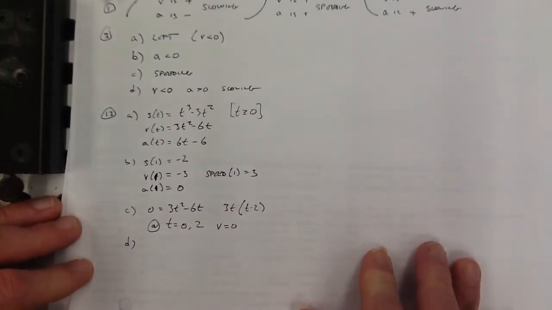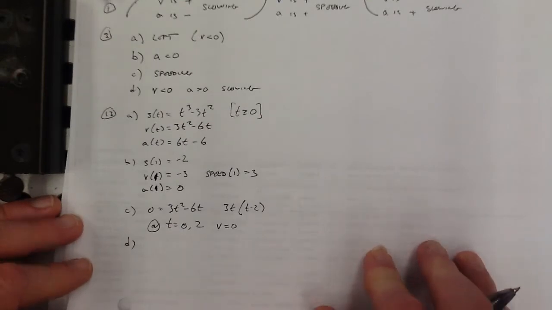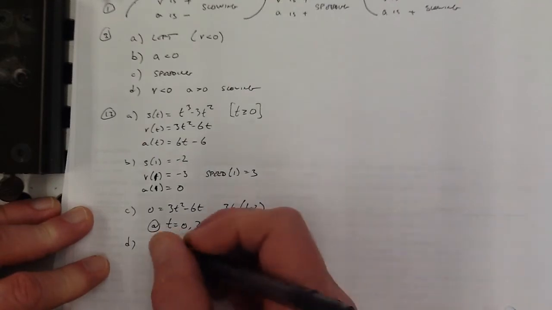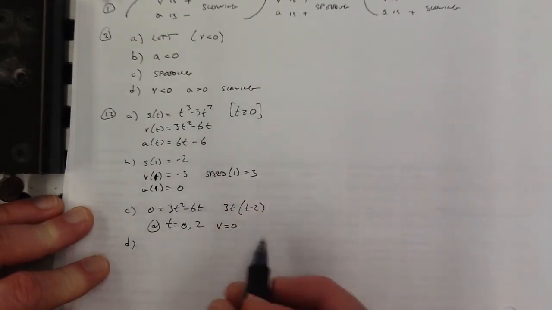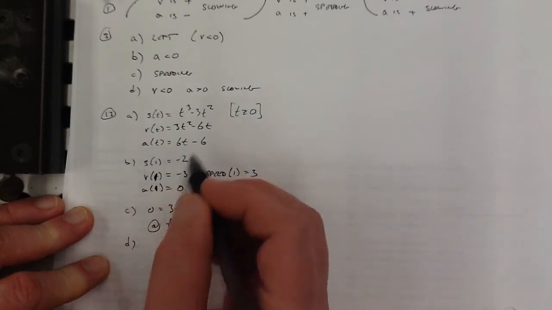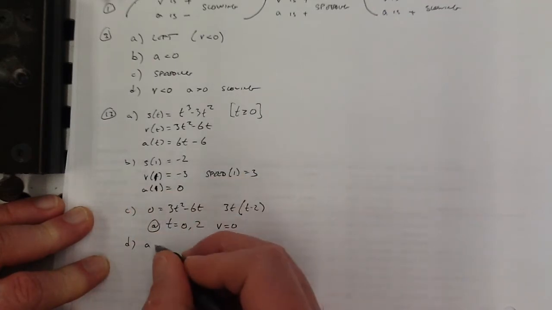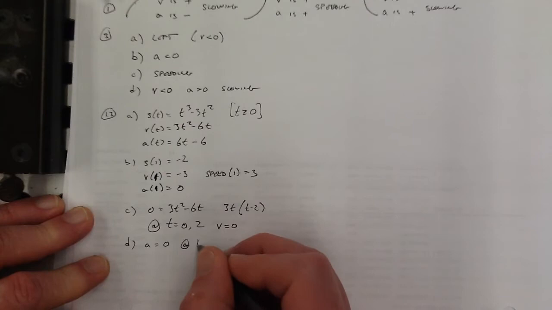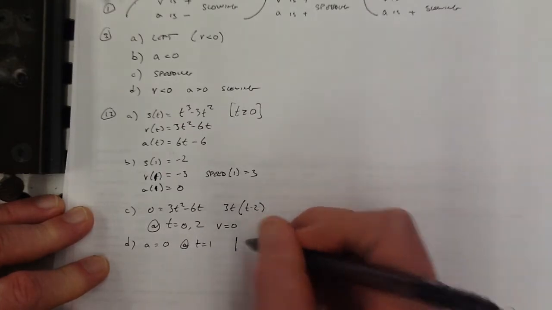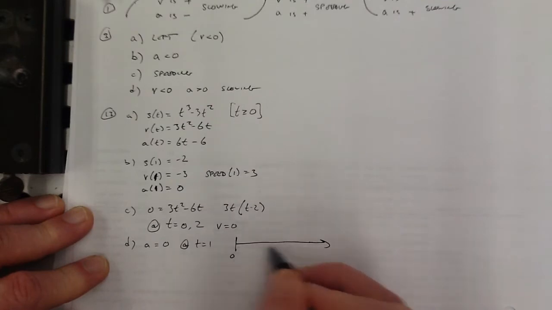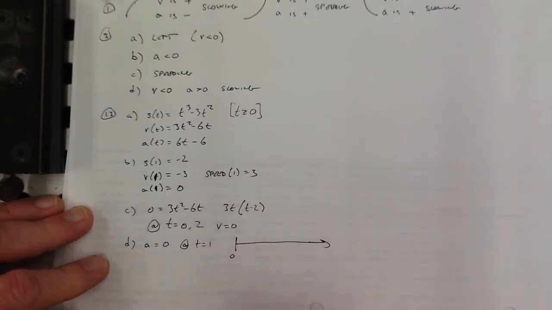Part D. When is the particle speeding up and slowing down? To find speeding up and slowing down, you really need to know the velocity and the acceleration. So this is what I'm going to do. I'm going to find the zeros of the acceleration. That's pretty easy to do. That's at t equals 1. And then I'm going to make a little sign chart. I'm starting at 0, so I don't have to make an arrow going that way.